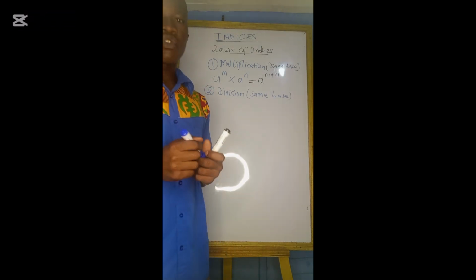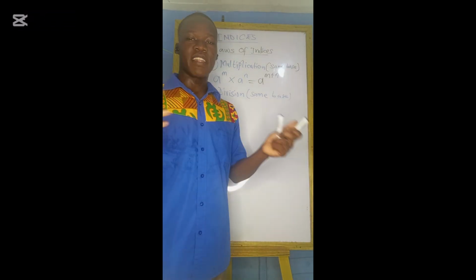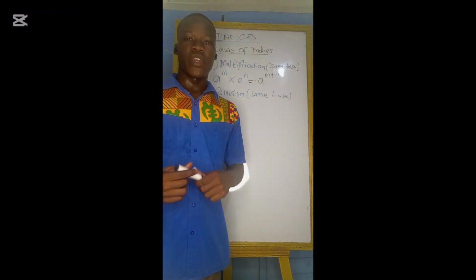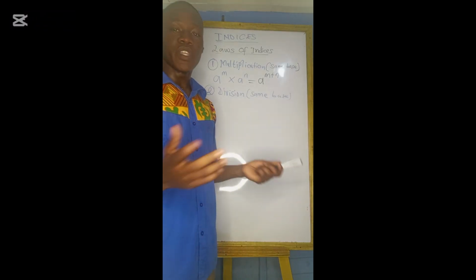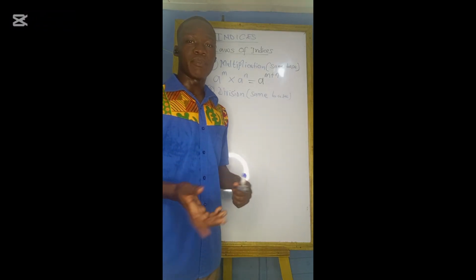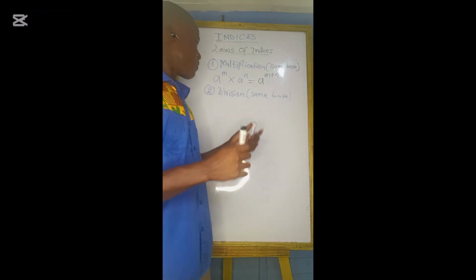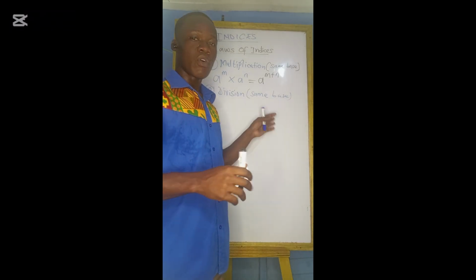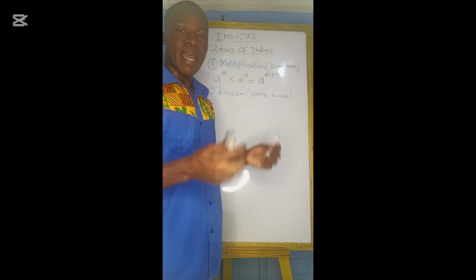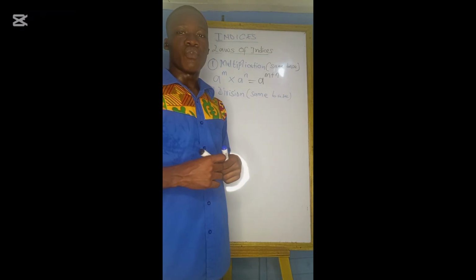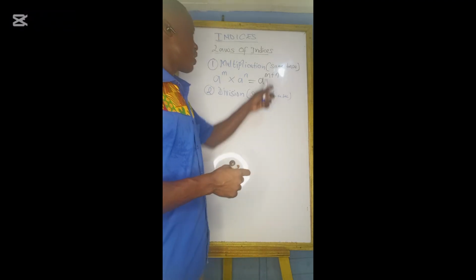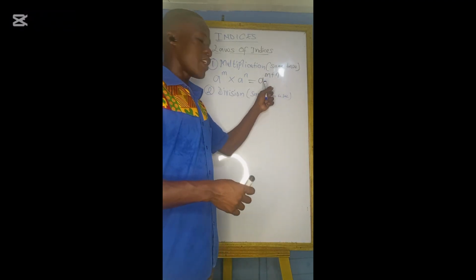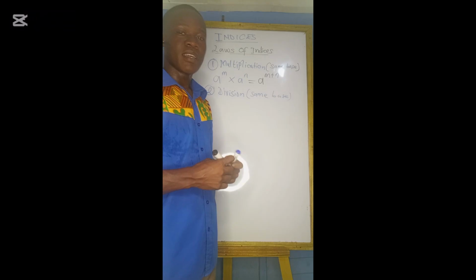The second law is also applied to the same bases, when we are dividing numbers, and that is division. We are dividing indices with the same base. What do we need to do? The law will tell us. The law states that if you are dividing numbers with the same base, you need to subtract their exponents. Opposite of the first law, which is addition, you subtract the exponents.